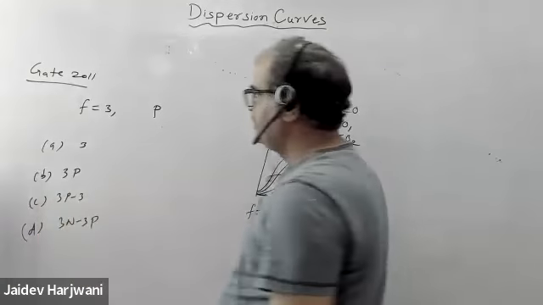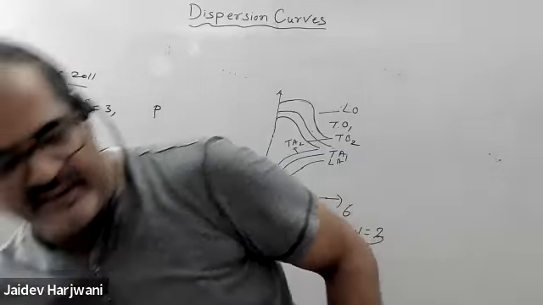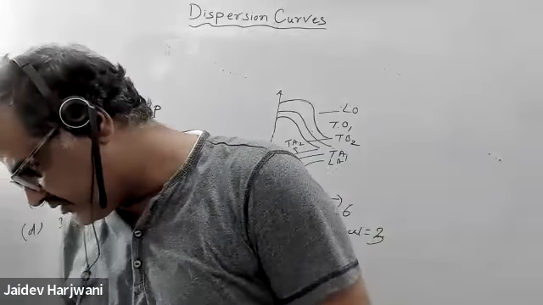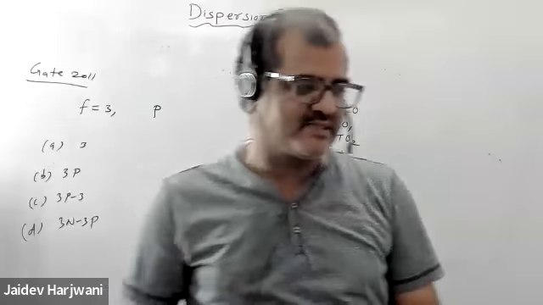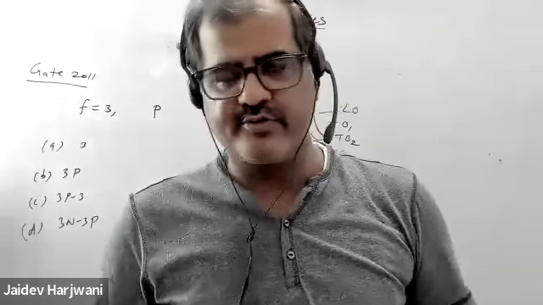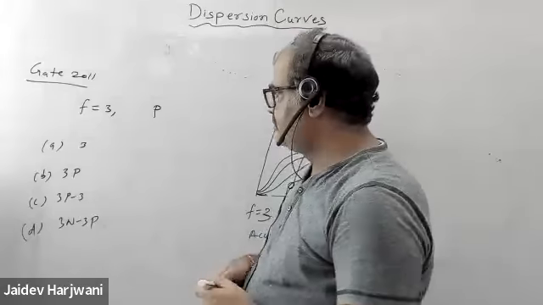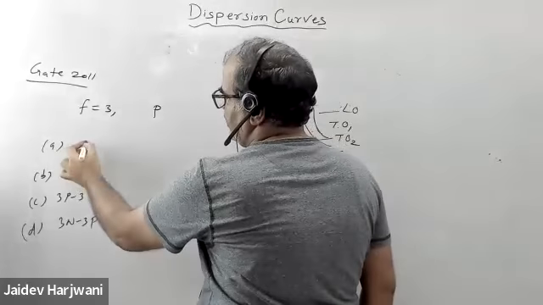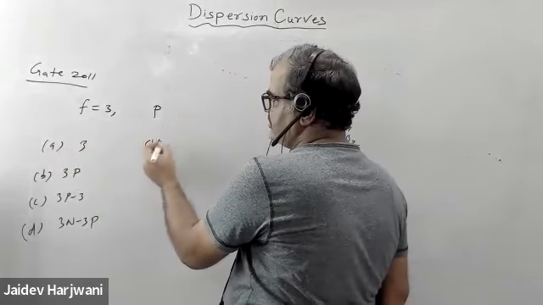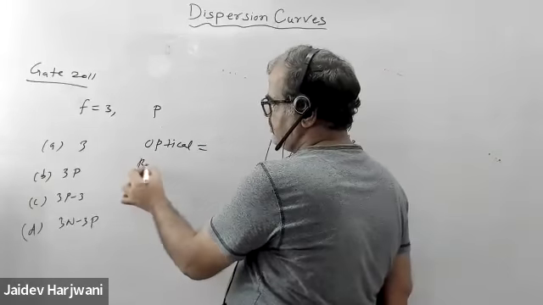Question, repeat again. So you have a three-dimensional crystal and you have p atoms inside it. Basis means a group of atoms, p atoms in one unit cell. So he's asking how many optical branches will be there? Optical branches, how many? 3p minus 3.